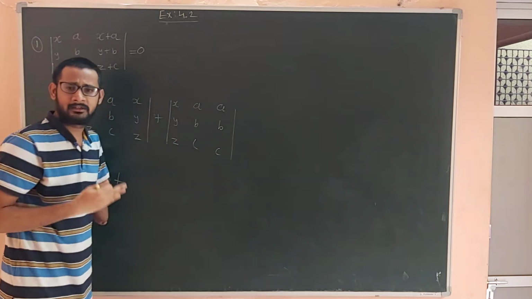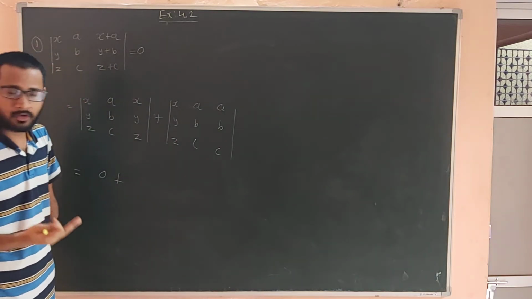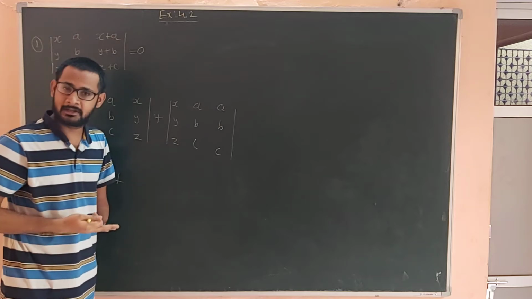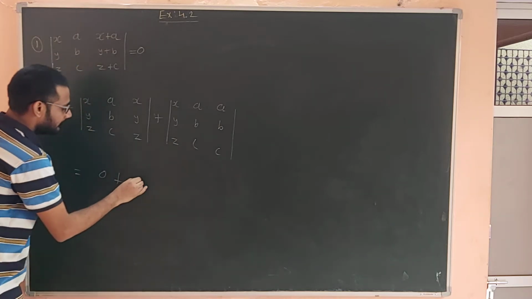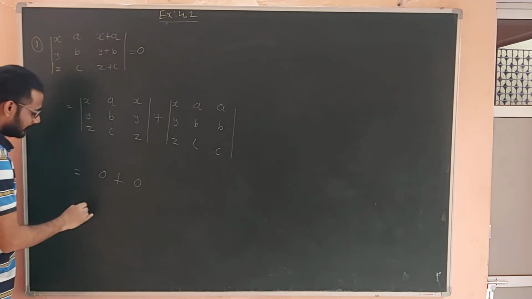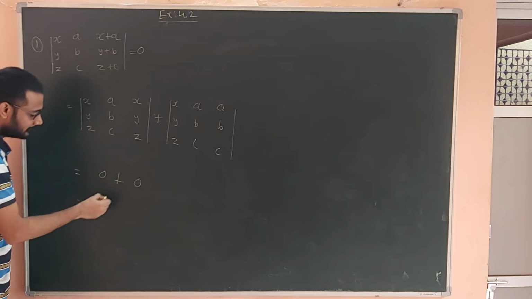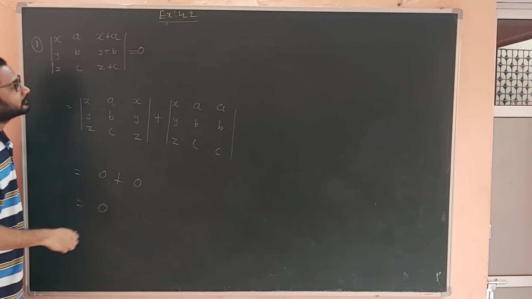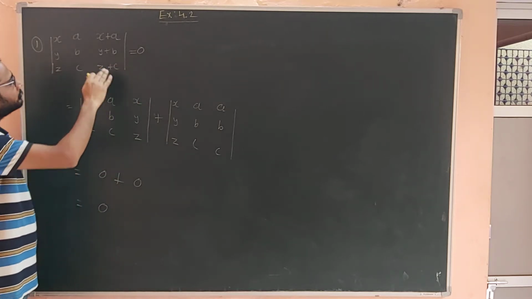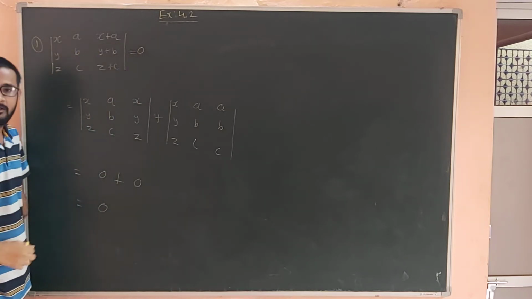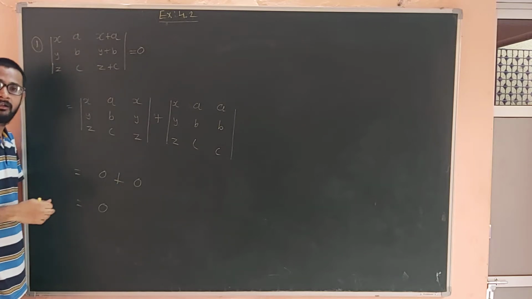So clearly the second and third columns are the same. We know that if any two rows or any two columns are the same, then the value of the determinant is 0. So again the value of the determinant is 0. That means both determinants are 0, so the sum of these two determinants is also 0. So we can prove that the value of the determinant is 0. Okay, so pause it and write it.